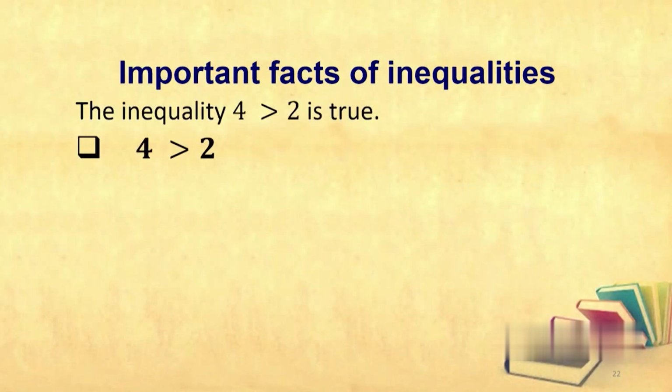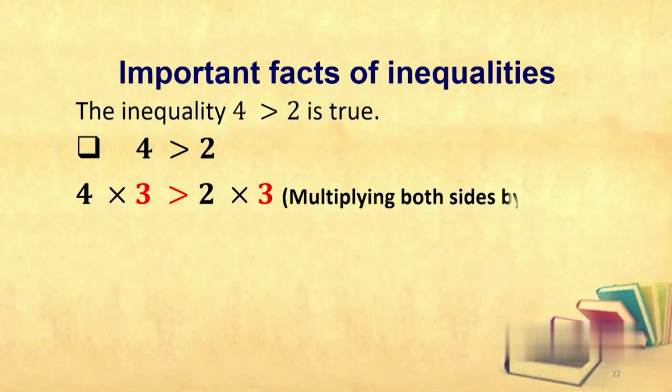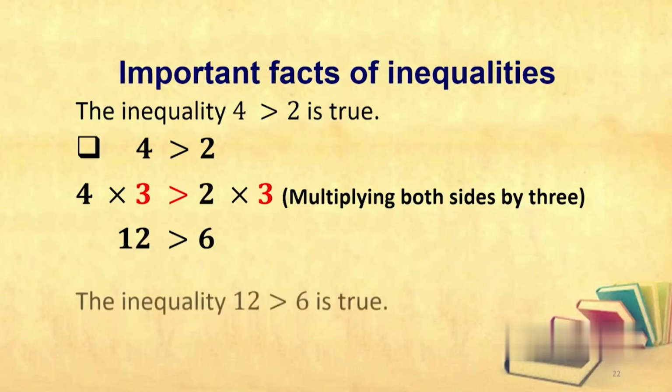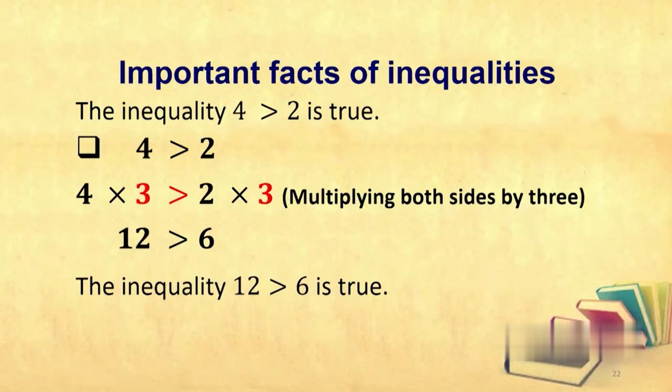Now, here there is an inequality. Look at that. Is it true? The inequality 4 is greater than 2. Yes, it is true. Now, I multiply both sides by 3. So, what happened to it? 4 times 3 comes to 12 and on the right side 2 times 3 comes to 6. Okay children, 12 is greater than 6. Is it true? Yes, the inequality 12 is greater than 6 is true.